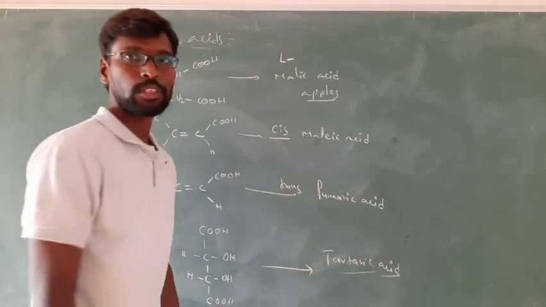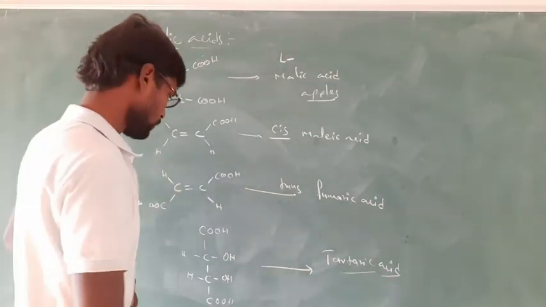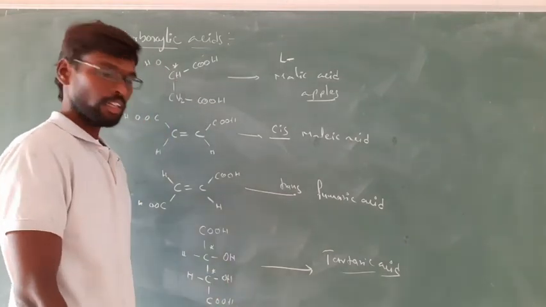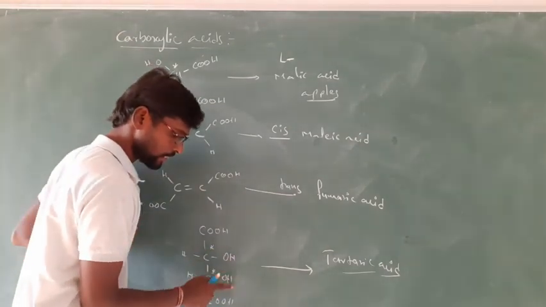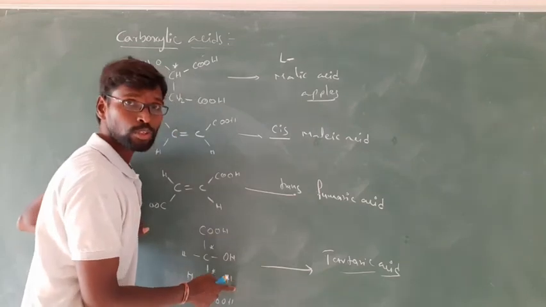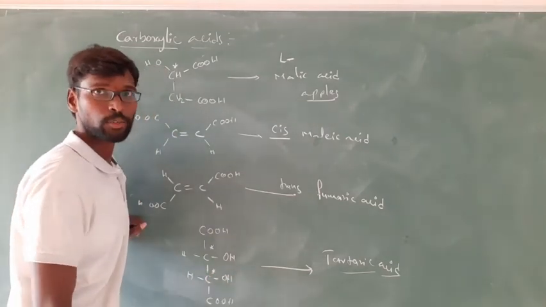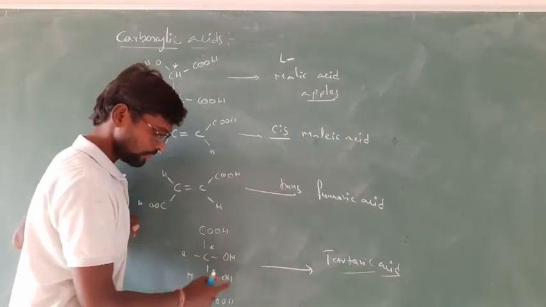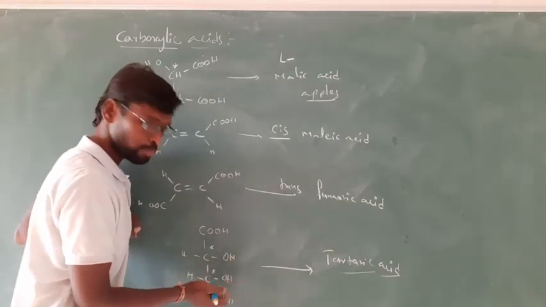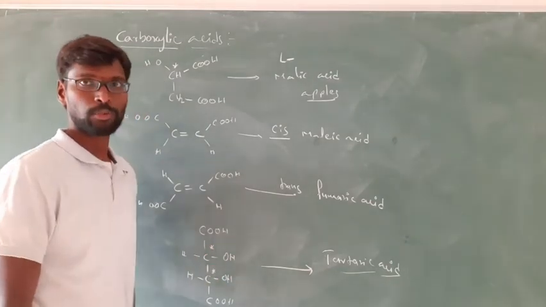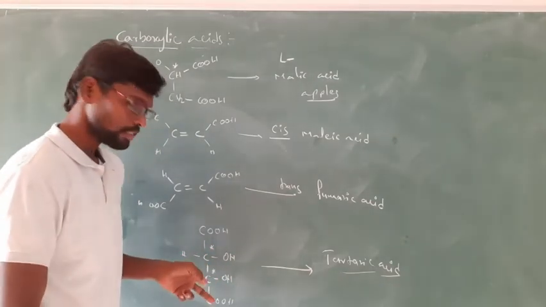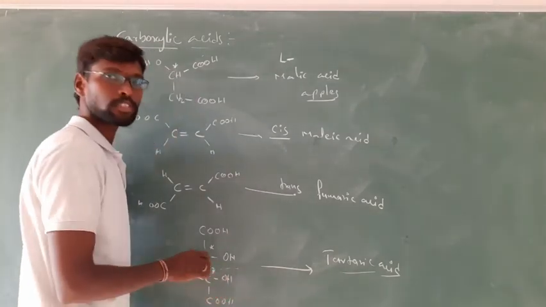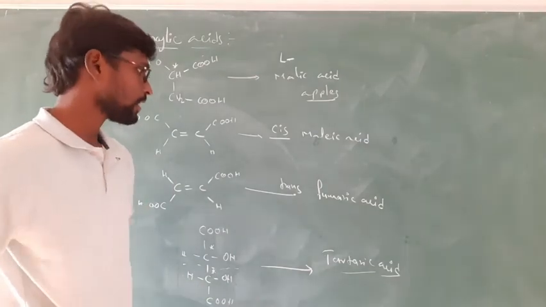Tartaric acid is present in your tamarind, right? These two are chiral centers. If both the OH groups are present on the same side, this is optically inactive, and it is called a meso compound. If the OH groups are on opposite sides, that is an optically active compound. What I have written here is optically inactive because it has symmetry in its molecular structure. Right, this is tartaric acid.